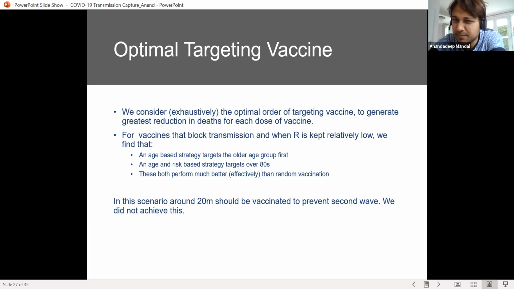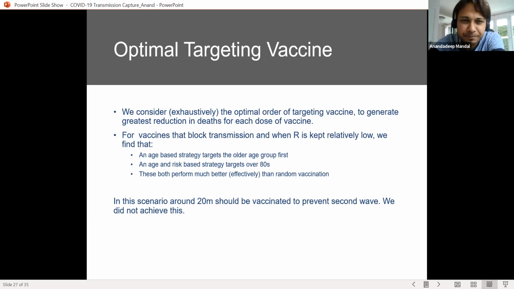Because the risk is death. So we had to have an optimal order of targeting vaccine for the population to generate the greatest reduction in death for each dose of vaccine. Very simple. You might not have both doses, you can have only a single dose, but we need to reduce the mortality.